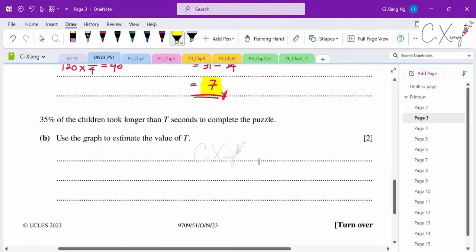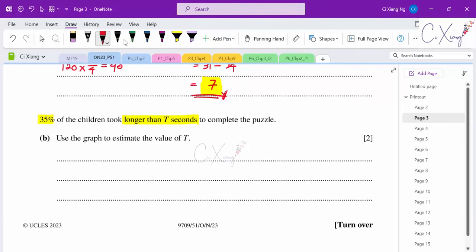For part B, they are saying that 35% of the children take longer than t seconds to complete the puzzle. So they want us to estimate the value of t. For any cumulative frequency graph, you need to know that the value provided in the graph is for less than something. So when they say 35% is longer than t seconds, to estimate the value, we actually have to change it to a phrase, or the percentage, that is less than t seconds. Only then can you get the value from the graph.